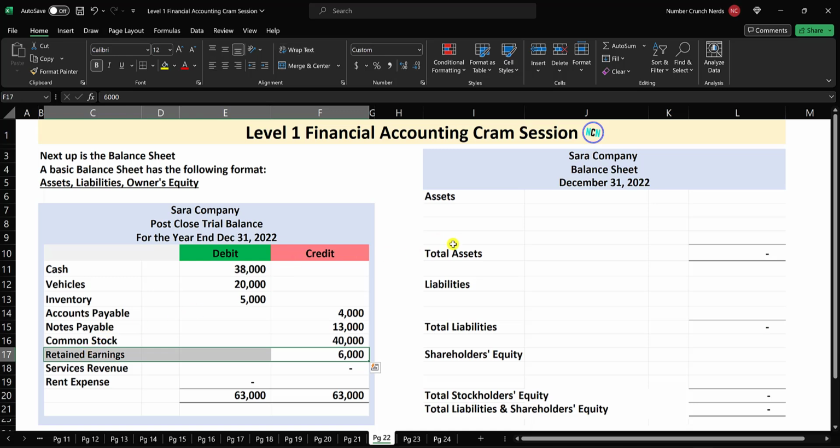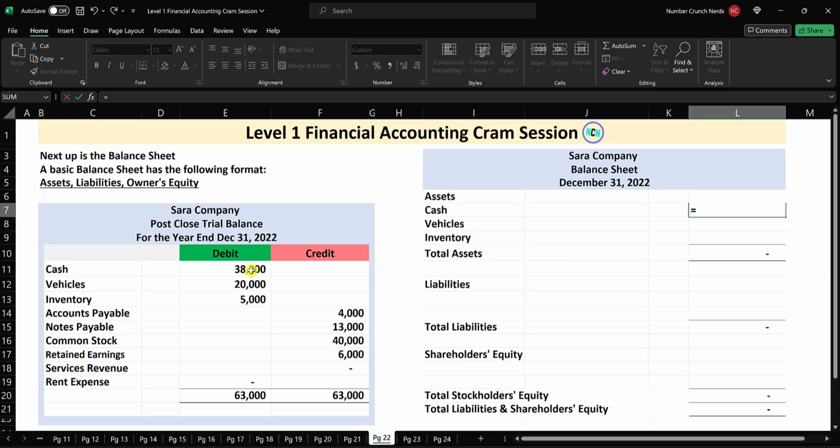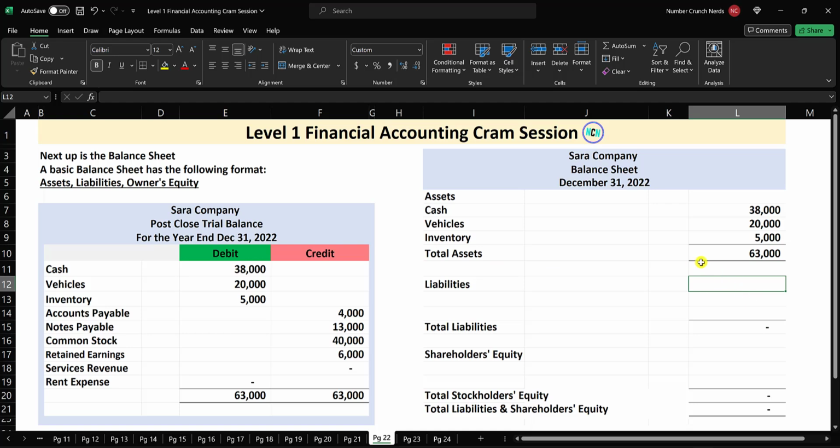So here is the format for a basic balance sheet. We have assets listed first. I'm going to go over to the trial balance and grab my assets. I have cash, I have vehicles, I have inventory. I'm going to go over here and enter in the amounts from the trial balance, 38, and the others. The total here is $63,000 in total assets. Make sure to put your double line underneath the accounting way.